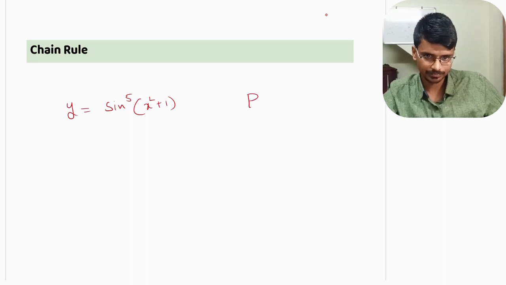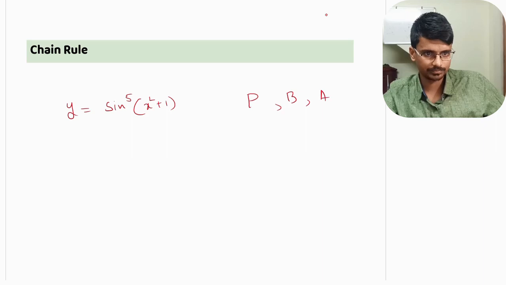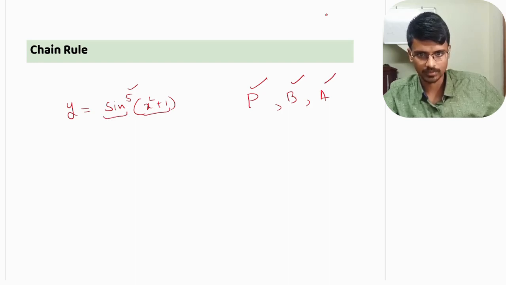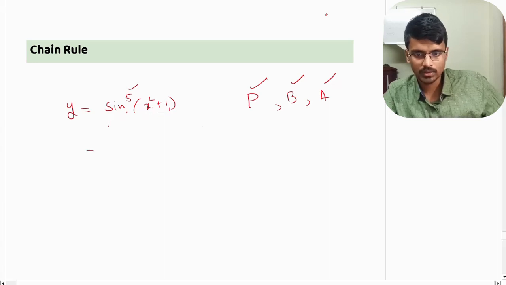Power, base, then the angle. First we'll differentiate the power. Power is 5. Then we'll differentiate the base, that is our sine. Then we'll differentiate the angle, that is x square plus 1. Okay, so we'll apply this trick. It is a very powerful trick.